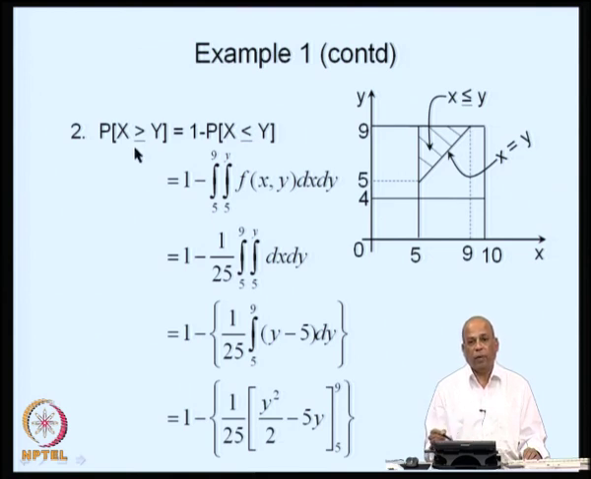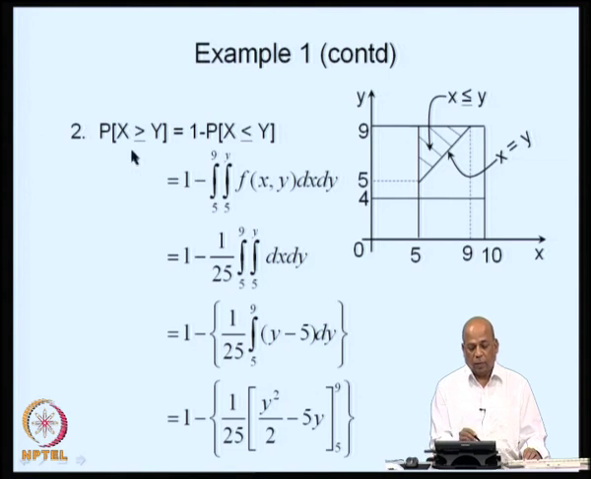So, first we will identify the region where x is greater than or equal to y. For that we draw a line x is equal to y in this region. Because the lower value of x is 5, we start with 5 and then draw the line. In the region above this, y will be greater than or equal to x, and in the region below this, x will be greater than or equal to y. So, we are actually interested in this region where x is greater than or equal to y.